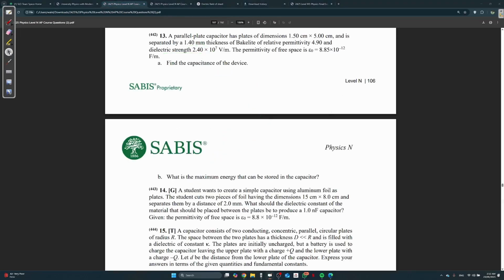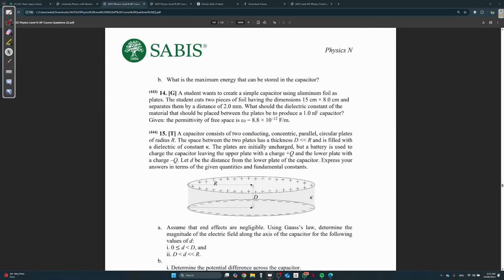Next, question 14. A student wants to create a simple capacitor using aluminum foil plates. The student cuts two pieces of foil having these dimensions and separates them by a distance of 2. Which of the dielectric constants, K, would be such that the material produces a 1.0 nanofarad capacitor? Okay, so this is very easy. They give us epsilon 0, they're telling us to use this as E0. So they give us the capacitance. They want us to find K. And we have E0, we have the distance, and we can find the area.